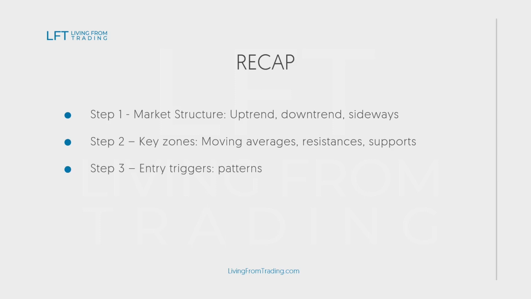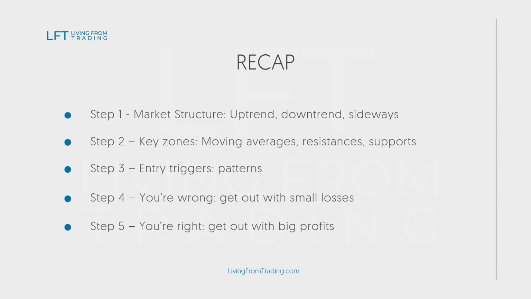And then we have step number 3, our entry triggers. Entry triggers are the patterns that we see on our charts that make us hit our buy or sell button. Then we go to step number 4. It's when to get out when we are wrong. We should always get out with small losses. And finally, step number 5. When we are right, we should get out with big profits. That's how we balance the equilibrium between the losses and the profits. It's always better to go for bigger profits than losses.